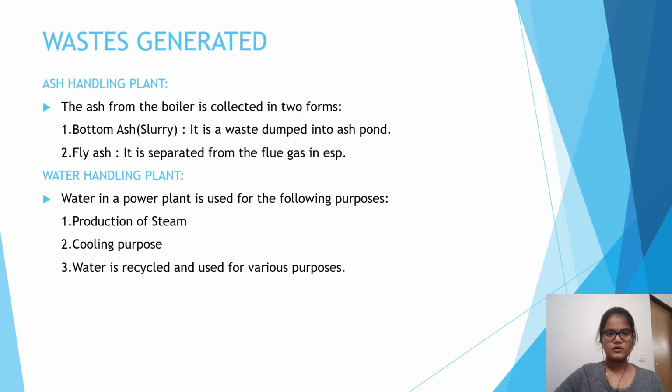Let us discuss the waste generator. Ash handling plant. The ash from the boiler is collected in two forms. Bottom ash, known as slurry, and also fly ash. Bottom ash is a waste dumped into the ash pond. Fly ash is separated from the flue gas in ESP. Water handling plant. Water in a power plant is used for the following purposes: production of steam, cooling purpose, and water is also used for various purposes after recycling it.